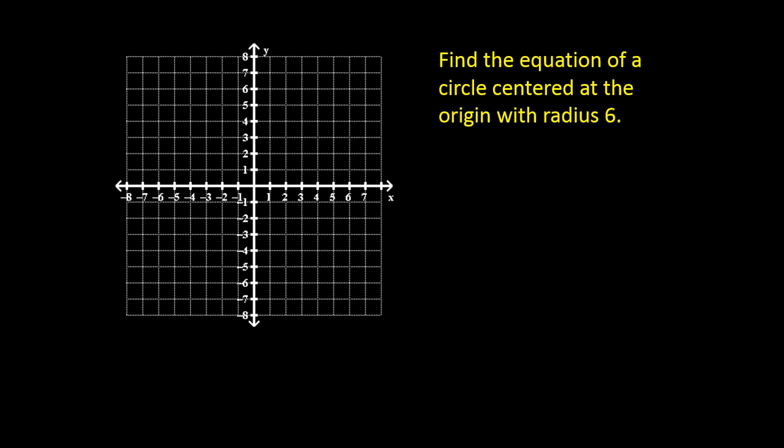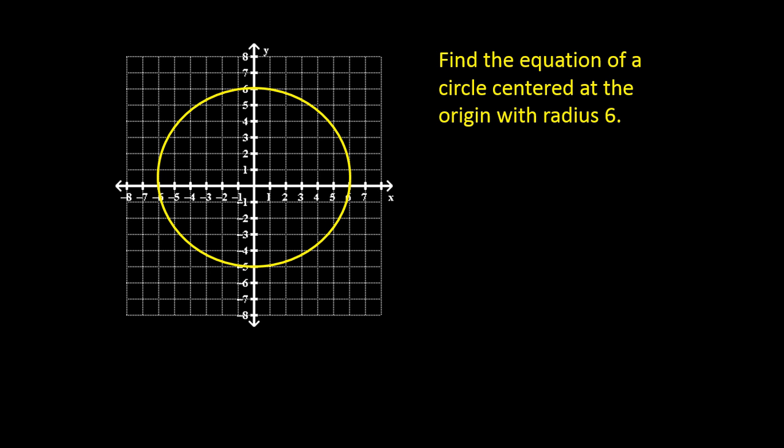Now our last topic is equations of circles. So let's say we wanted to find the equation of a circle centered at the origin with a radius of 6 units. Think about how you would draw a circle with a compass that has a radius of 6 units. You'd put the point of your compass at the origin, you'd measure the length of your compass to be 6 units, and then you would draw a circle that had that radius.